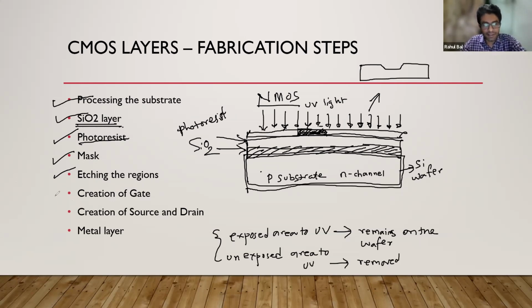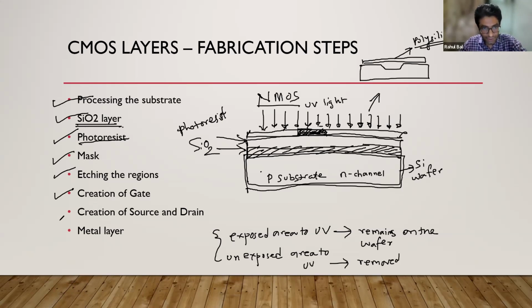After that, there is the creation of the gate. Now to create the gate, we have to use one more layer on this. Once this photoresist process is done, to create the gate, we will put a polysilicon layer on this. We will use polysilicon for the gate. So this polysilicon layer is used for the formation of the gate.